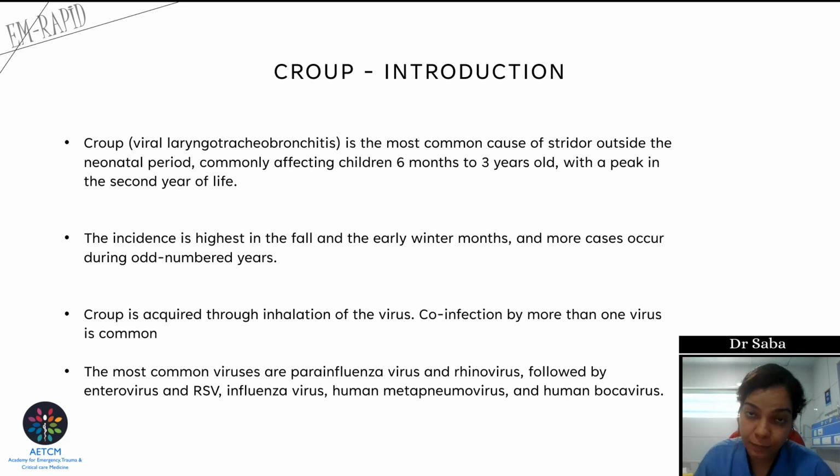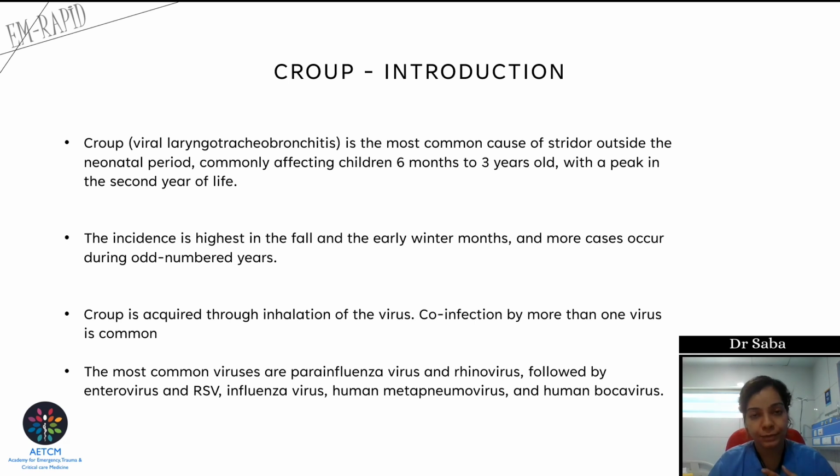So that concludes bronchiolitis. Now moving on to our next topic, that would be croup. Croup is otherwise called laryngotracheobronchitis, and it's the most common cause of stridor outside the neonatal period, and it commonly affects the age group of 6 months to 3 years, with the peak incidence at second year of life.